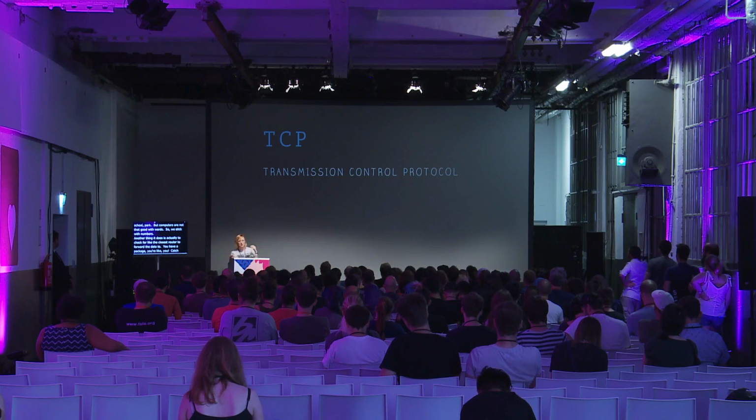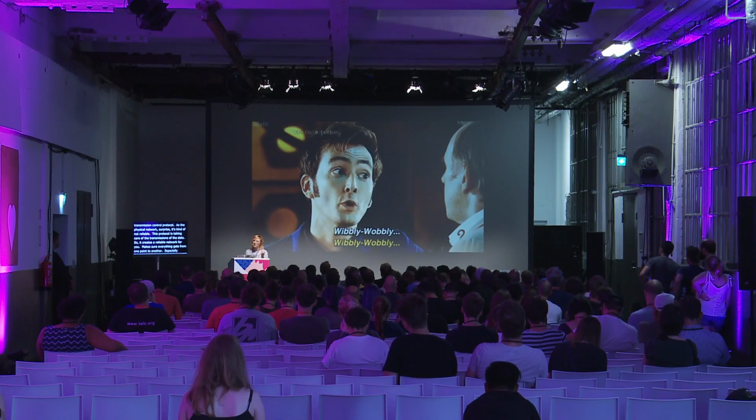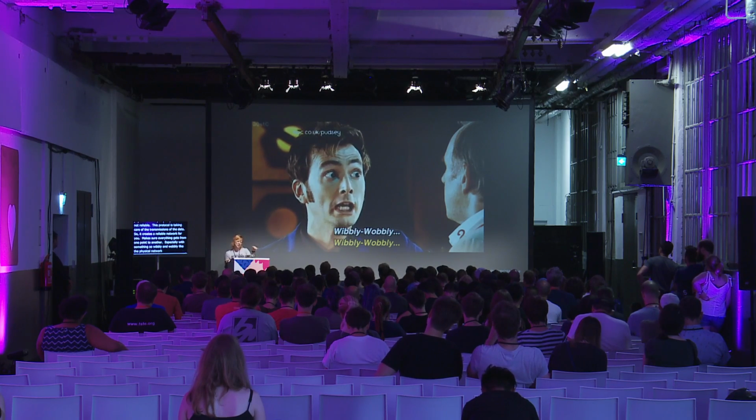TCP is short for Transmission Control Protocol. As the physical network, surprise, is kind of not reliable, this protocol is taking care of the transmissions of your data. So it creates a reliable network for you. Makes sure everything gets from one point to another. Especially with something so wibbly-wobbly like the physical network, it's a good thing to have. At least the sharks stopped chewing on the undersea fiber cables. That's a good thing. So what does TCP do and not?